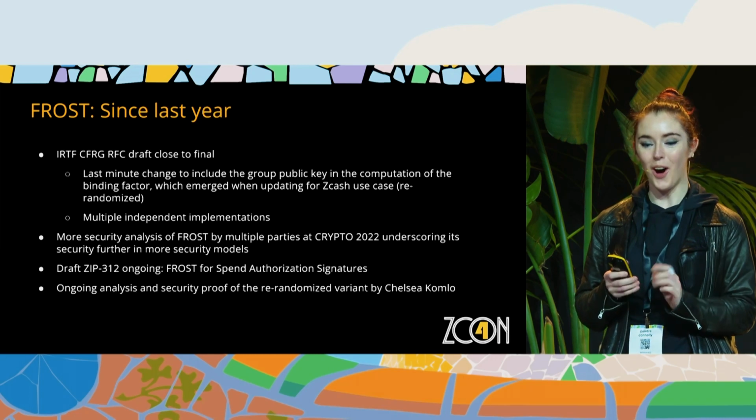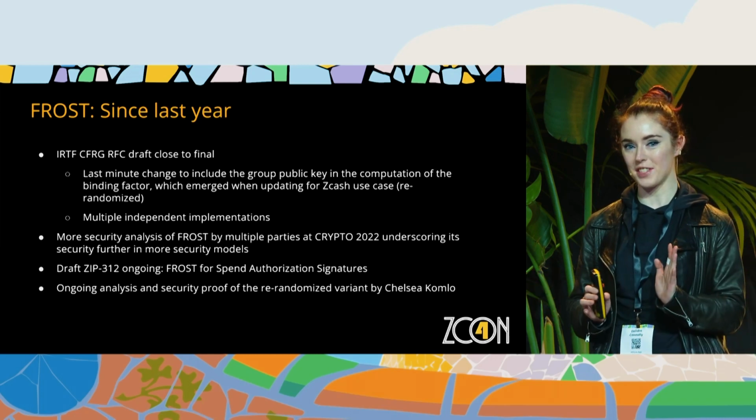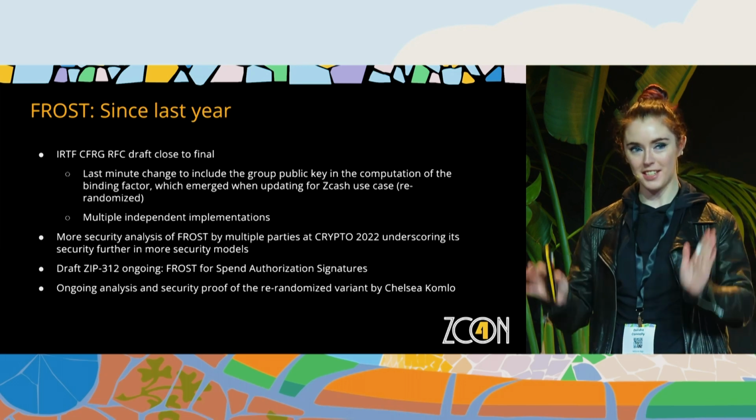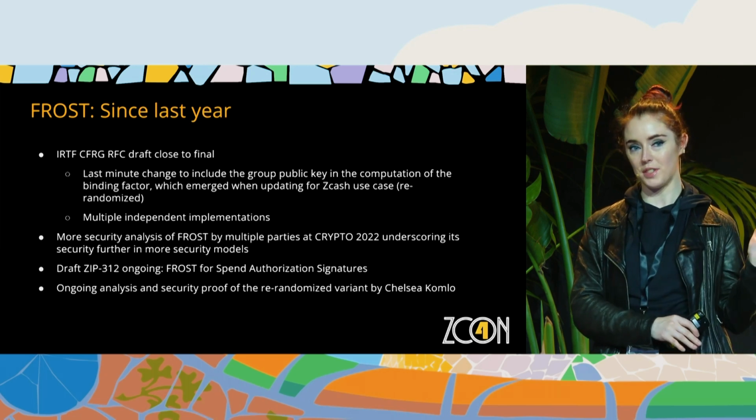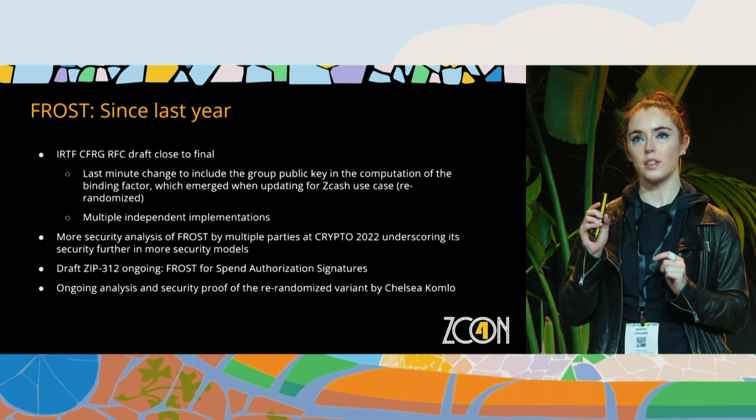Since last year, we've done a lot of work. We almost had our official RFC specification locked for forevermore. And then as we were working on applying FROST to the Zcash situation, we realized that we weren't including the group public key when computing a piece of computation in signing called the binding factor. This isn't a problem for security so much, but when we are using it for Zcash, that group public key will change because we want these nice privacy properties of re-randomization. But we weren't including that updated group public key in that computation.